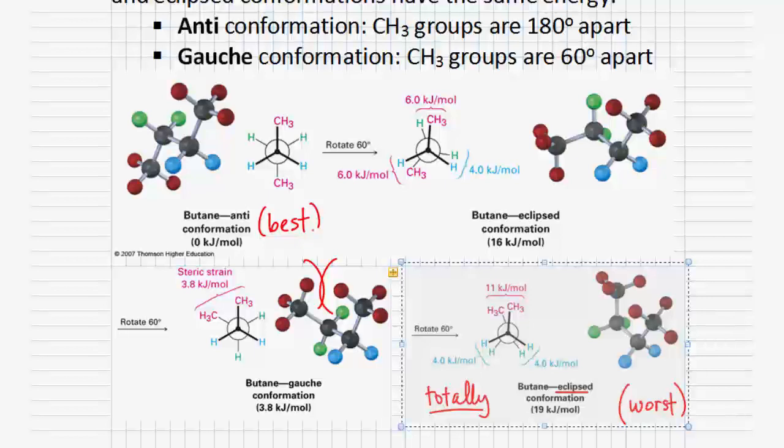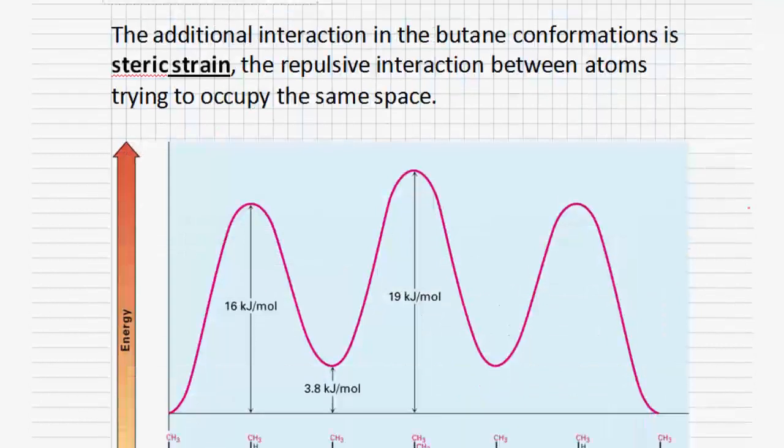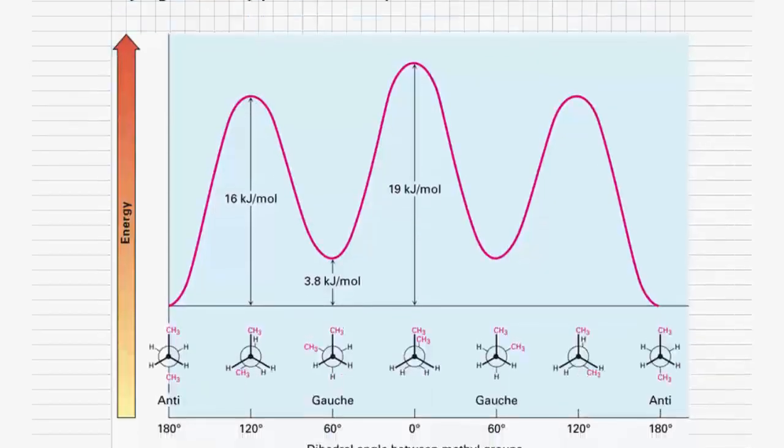Okay. Both of the eclipsed ones are going to be bad, but this totally eclipsed one is the worst. Partially eclipsed, where everything is still eclipsed, but the methyl groups are not in the same positions, that's second worst. Gauche is second best, because it's still staggered, but those methyl groups are a little closer to each other than they would completely like to be. So there's that steric strain I was talking about. Steric strain is important in both the gauche and the totally eclipsed.